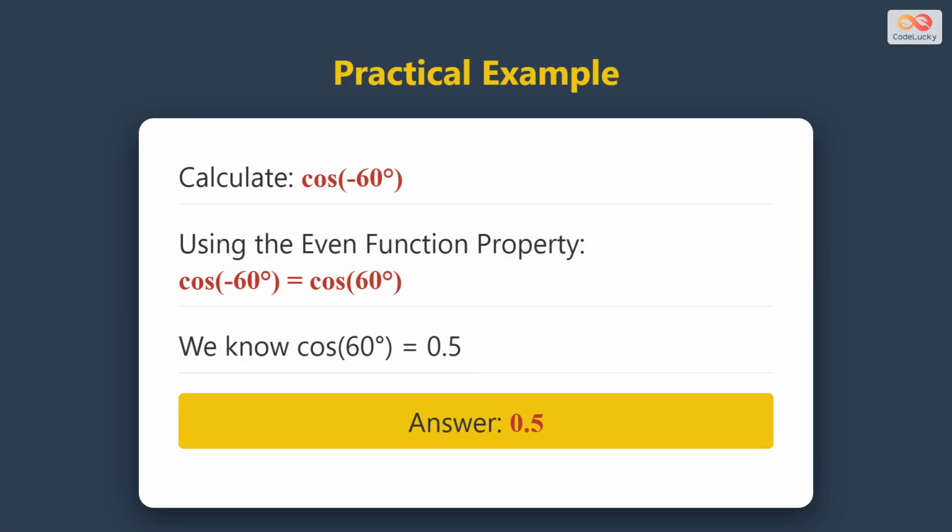Let's apply this to a real number. If you need to find the cosine of negative 60 degrees, you don't need to worry about the negative sign. Because of the even function property, it is simply equal to the cosine of positive 60 degrees, which is 0.5.